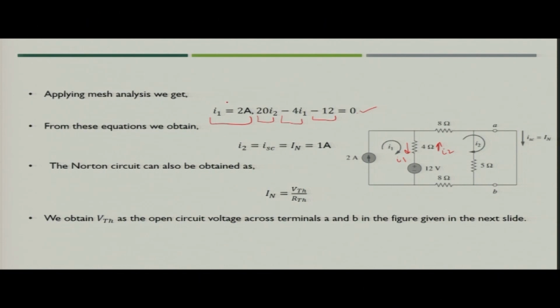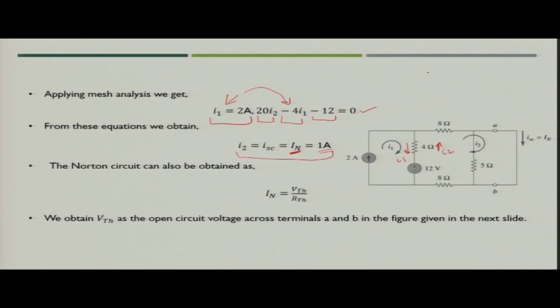Now, you know the value of I1, you simply put the value of I1 here and you will get the current I2. That is nothing but the short circuit current, because I2 is the short circuit current here. This is also the Norton's current, and you get the value of Norton's current as 1 ampere.